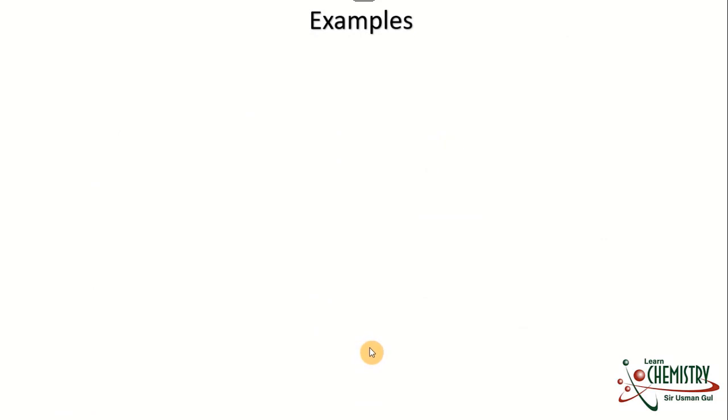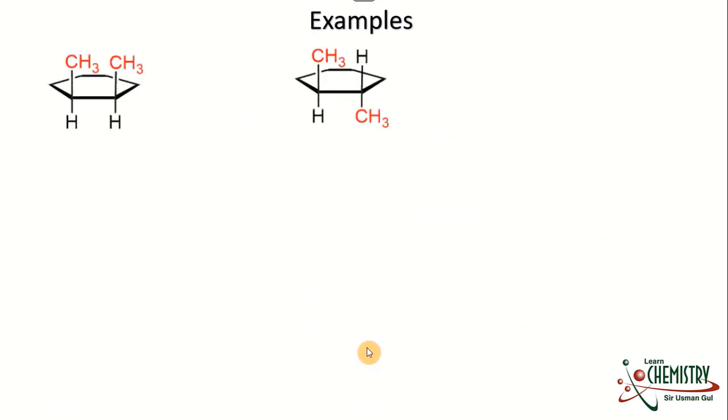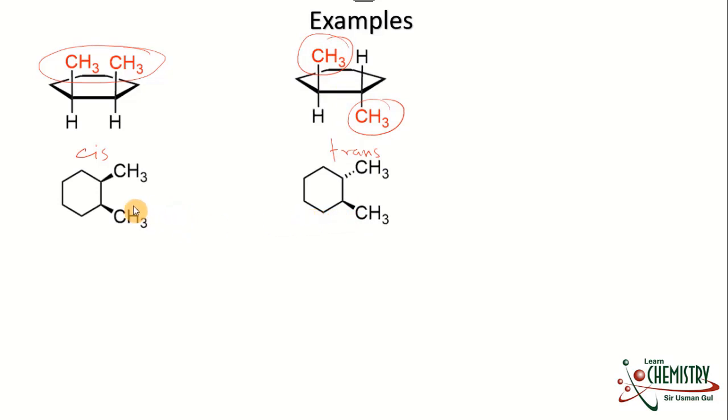Okay, let me show you some more examples for better understanding. Now what do you think, which one is cis, which one is trans? Yes, this one is cis, this one is trans. Why? Because here we have the same group on the same side, here the same group on the opposite side. And another example here, so what do you think, this one? Yes, this one is also cis, this is basically the same example, and this one will be trans.